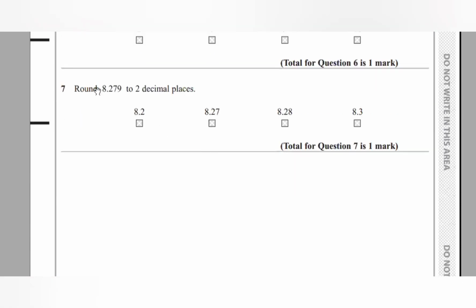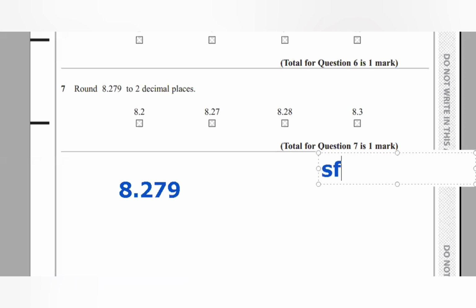Question 7. Round this number to 2 decimal places. As we talked about before, rounding might be decimal places and might be significant figures. Now let's write the number first, 8.279, and then I'm going to explain the difference between them. We talked about rounding to significant figures and decimal places.